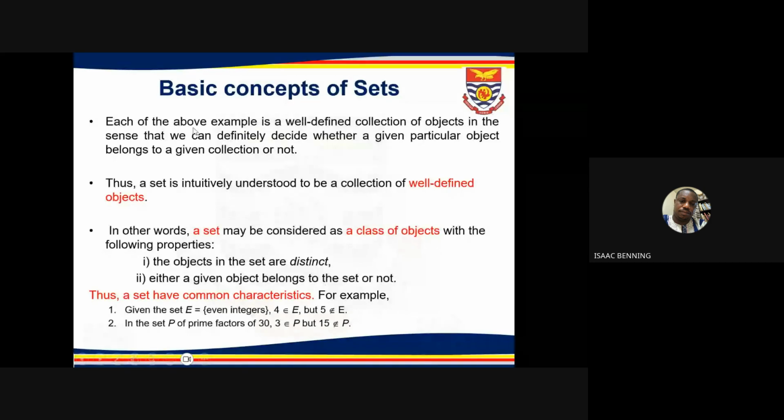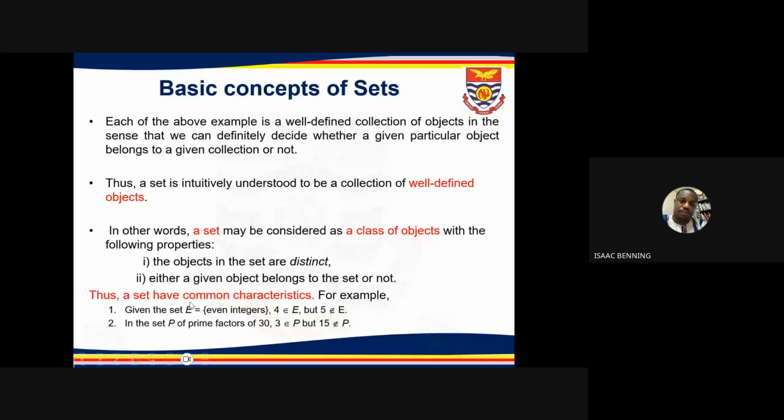Okay. So we say that a set is a well-defined collection of objects, in the sense that we can definitely decide whether a given particular object belongs to a given collection or it does not. Thus, a set is intuitively understood to be a collection of well-defined objects. In other words, a set may be considered as a class of objects with the following properties. 1, the objects in the set are distinct. 2, either a given object belongs to the set or it does not belong to it.